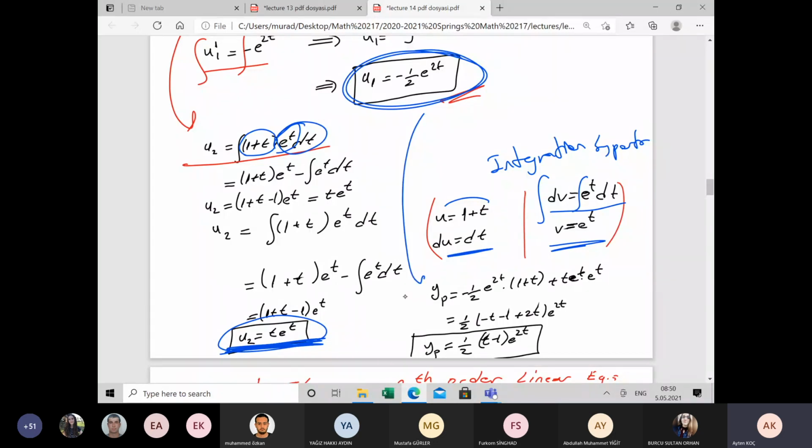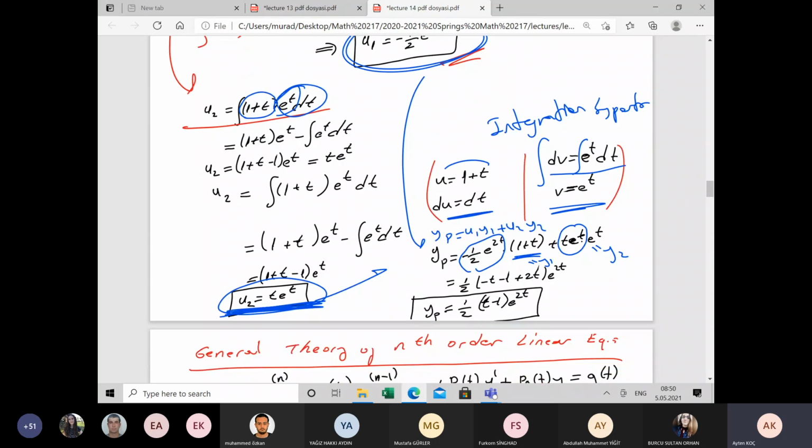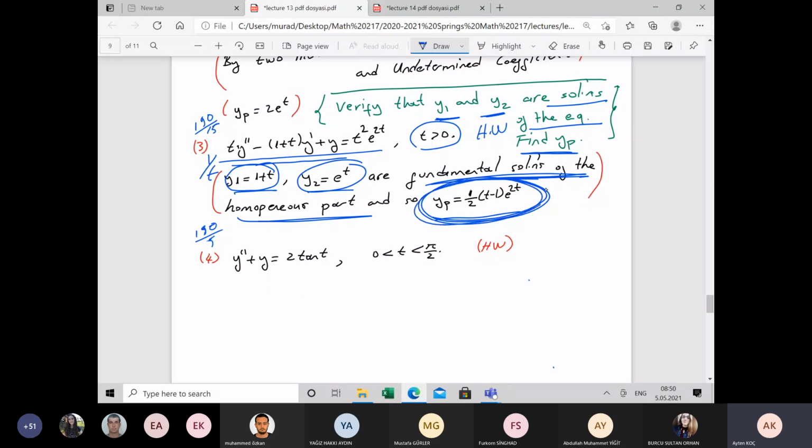Write the particular solution. We know that the particular solution is u1 y sub 1 plus u2 y sub 2. Here u1 is this, y sub 1 is this, u2 is this, and y sub 2 is this. Rewriting, we obtain our solution here.